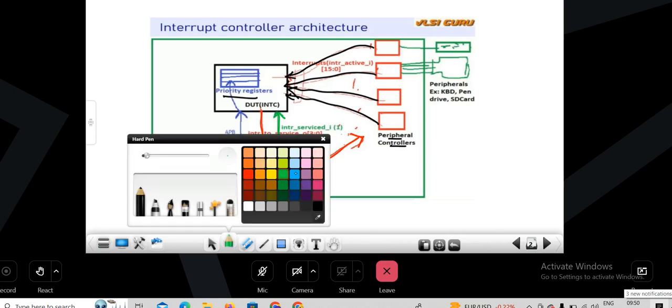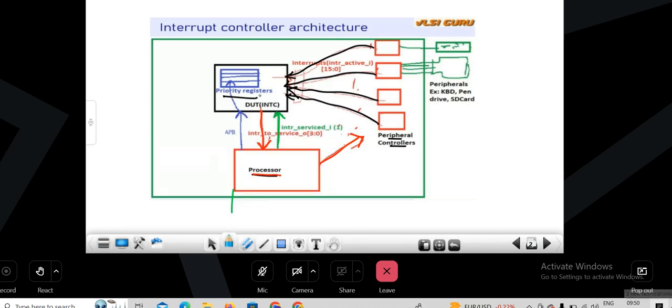So ABP is used to design the priority register. ABP is used for communication between what and what? Interrupt controller to the processor. So this is modeled by the priority register. Do you understand? So this process will keep continuing, right?